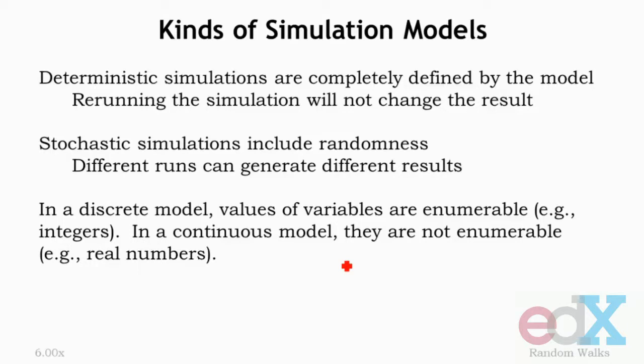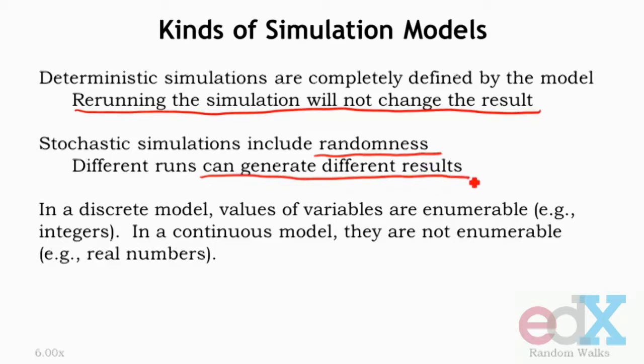Deterministic simulations are completely defined by the model. Rerunning a simulation will not change the outcome. Deterministic simulations are typically used when the system being modeled is too complex to analyze analytically. For example, the performance of a processor chip. Stochastic simulations include randomness. That means that different runs of the same simulation with the same initial conditions can generate different results. Most of the simulations we're going to look at this semester are stochastic, for reasons we will be getting to in a subsequent segment.